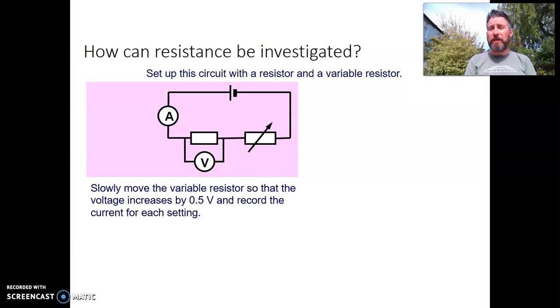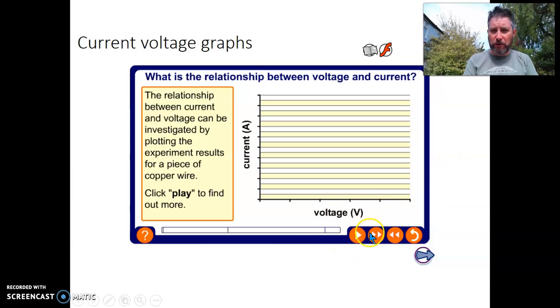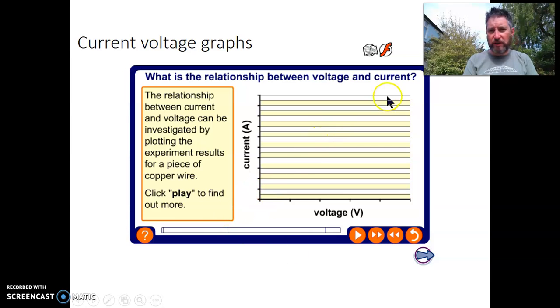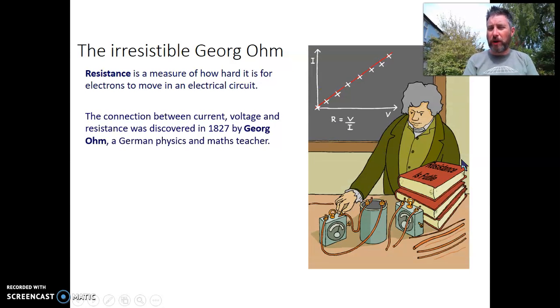So you can investigate resistance by setting up a circuit with a variable resistor here and a resistor here, and you measure the current and the voltage. And if you change the voltage, you can see that the current changes as you go through, and you can sketch a graph. And last time when I set you work, that's what you did. You sketched a graph and you got a nice straight line going through. If you got a nice straight line going through, that's because of something called Ohm's Law. You should have got a graph that looks like this. If you get a straight line graph of voltage versus current, we say the thing obeys Ohm's Law.